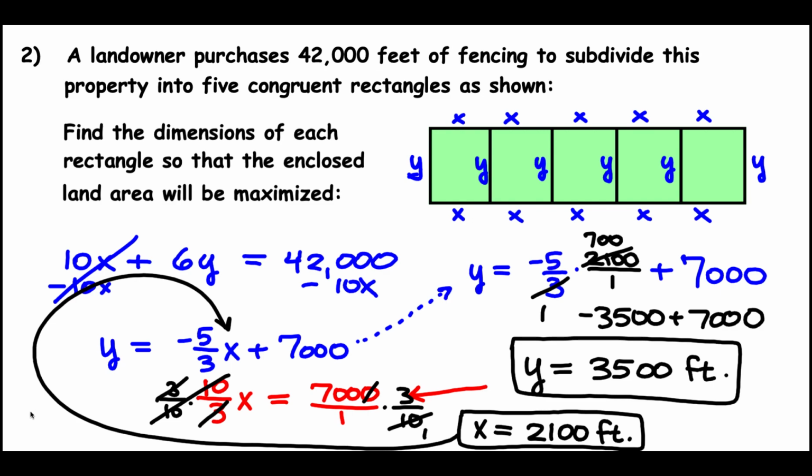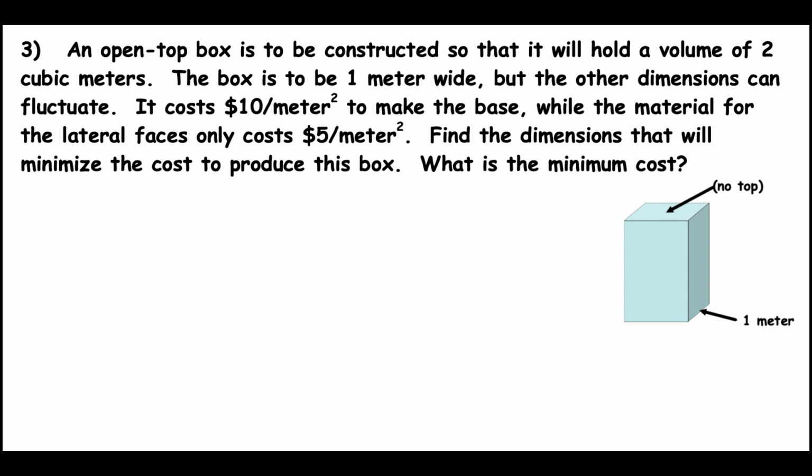So here's number 3. We'll wrap this up. An open top box is to be constructed so that it will hold a volume of 2 cubic meters. The box is going to be 1 meter wide. That's the only thing that the corporation I'm working for wants. Maybe their shelves are 1 meter wide, and they want the forklifts to be able to put this on the shelf properly. And they have high ceilings, so they don't care how high the box is or how wide they are. They want them to be 1 meter deep, or wide in this case.